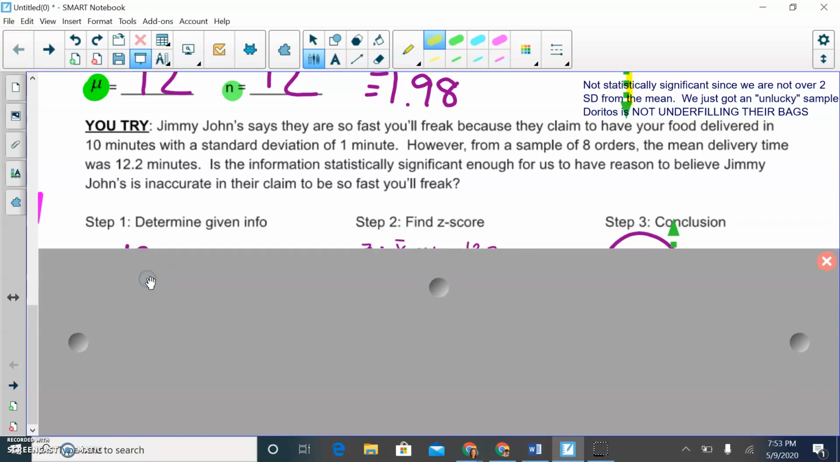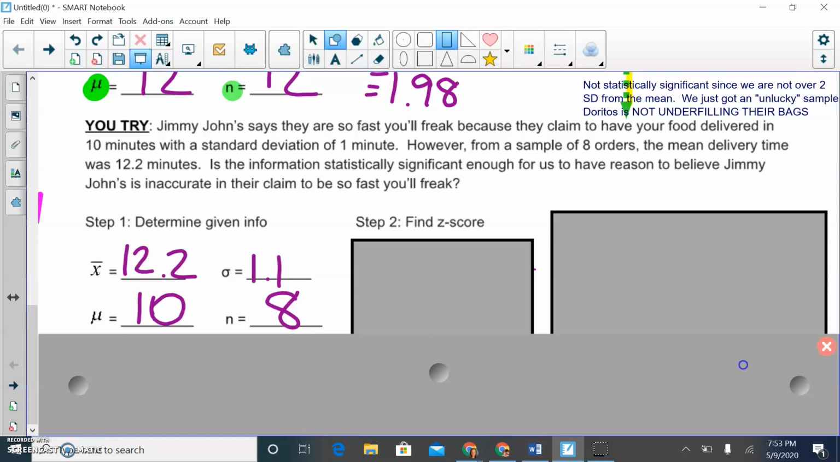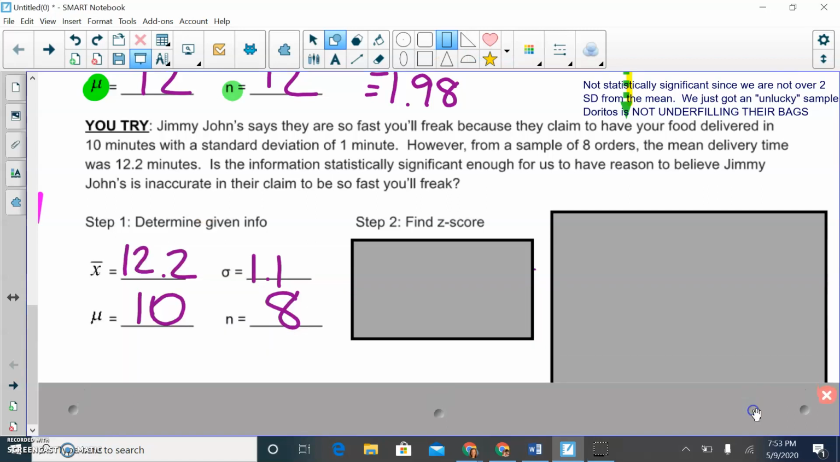So here we go. First we go through and we make sure we have all of our given information. So X bar is that sample mean. So from our sample of 8, what was our mean time? So 8 orders, our mean was 12.2. So that 12.2 is our sample average, how long it took our 8 orders on average to be delivered. Standard deviation of 1.1. Jimmy John's is claiming this is the true population mean. We're believing it should be 10.